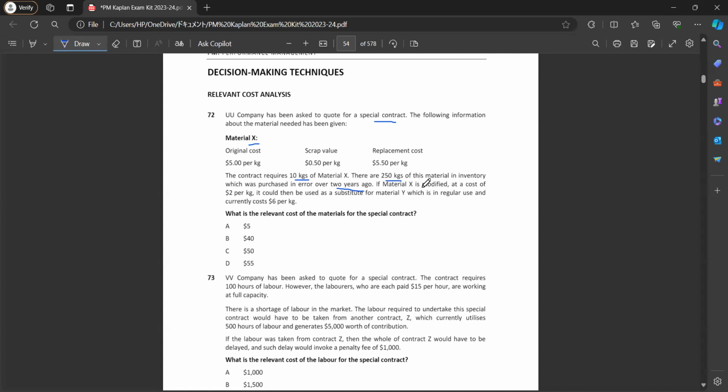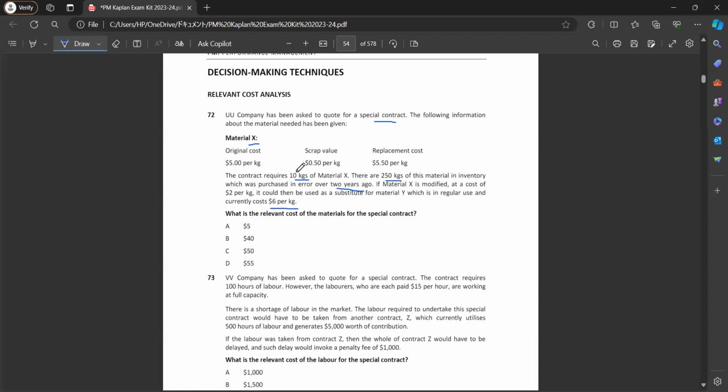And then if material X is modified at a cost of $2 per kg, it could then be used as a substitute for material Y, which is in regular use and currently costs $6 per kg. So what does this sentence mean? It means to say that if material X is modified, there is an alternative use for material X. That is, material X can be used as a substitute for material Y. That is the point here.